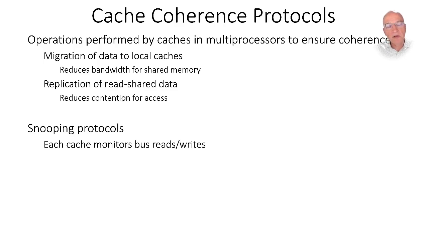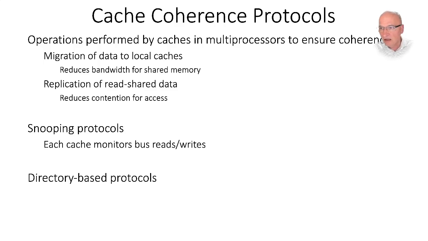And in the snooping protocol, what's going to happen is that when I need a value, instead of saying I got a miss, I need to go to the memory, I say I got a miss, and I'm going to send a request to all the caches of all the other processors to see if they may have the most recent value. If one of the caches has the most recent value, that cache will answer me and say, here is the most recent value, and I don't need to go to the memory.